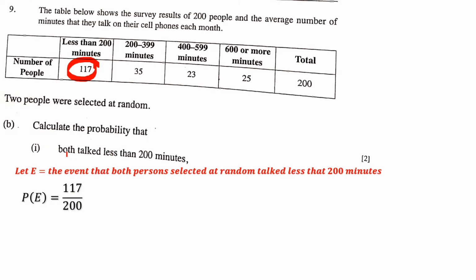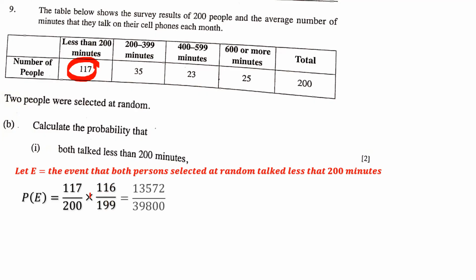But remember, we selected two people. And so we've got to select the next person. The next person is going to come out of this 117 persons, but it's no longer 117 because we already selected one person. There's going to be 116 persons now that we can select from. And it's no longer going to be 200 because we selected one person already. So it's only going to be 199 persons left that we could choose from.